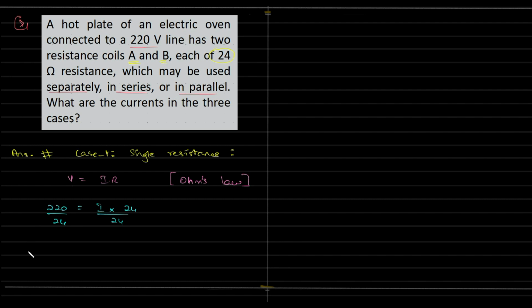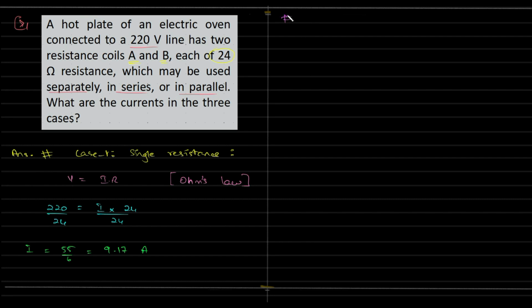So I is equal to 110 by 12. You can divide by 4 actually, 55 by 6. That I can't further reduce, 55 by 6. This we need to divide. So 6 nines are 54, 1. Then 10, 6 fours are 24, 6 sixes. So 9.17 ampere. That's your current.